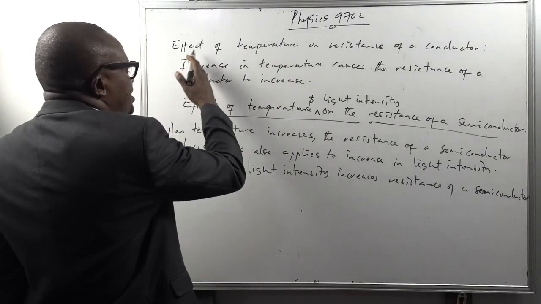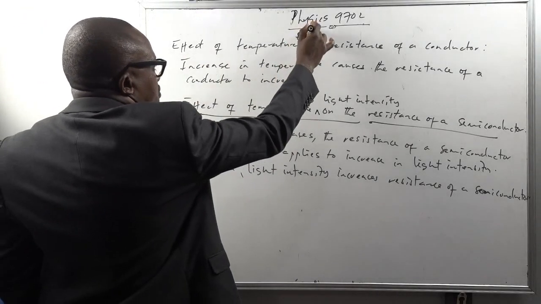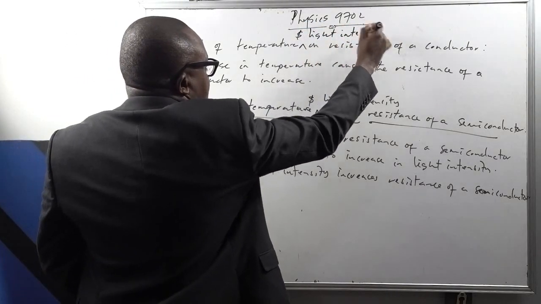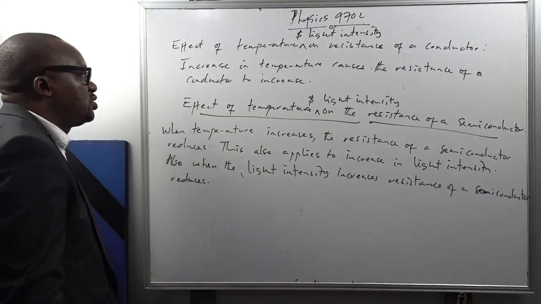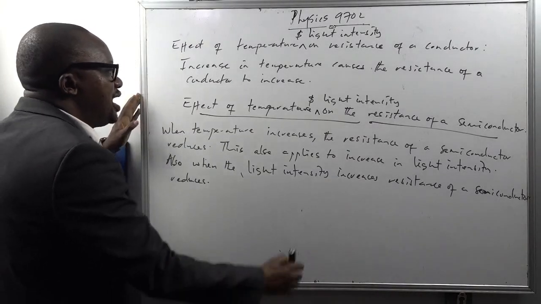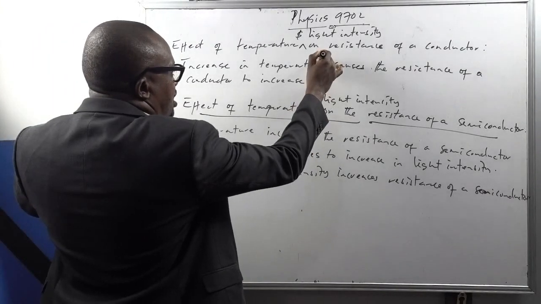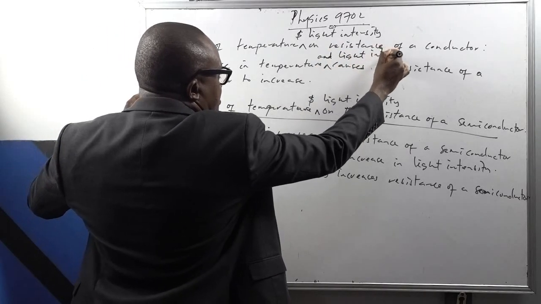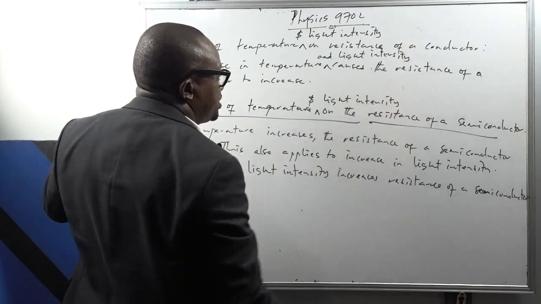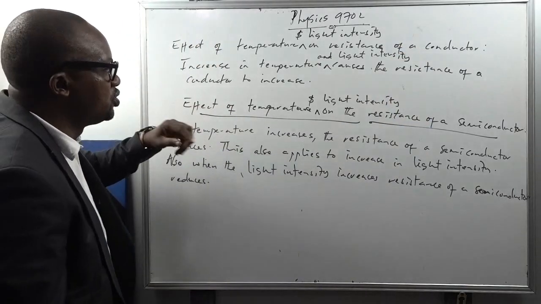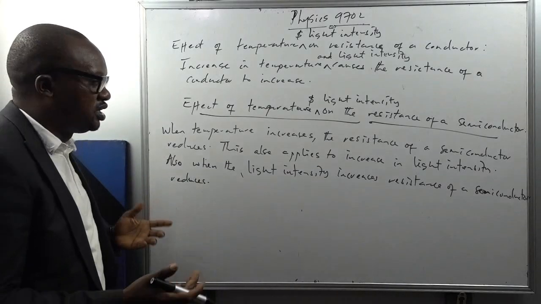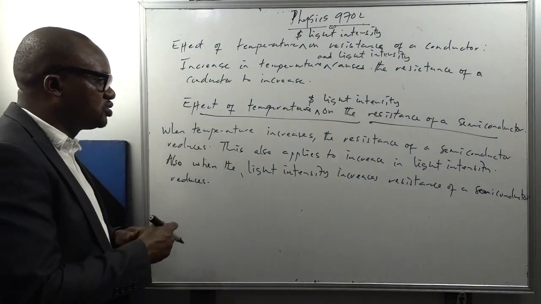So I can also say that the effect of temperature and light intensity on the resistance of a conductor: increase in temperature and light intensity, I'm just substituting there, causes the resistance of a conductor to increase. But the converse is what is obtainable for a semiconductor.